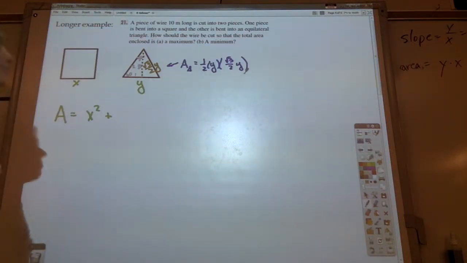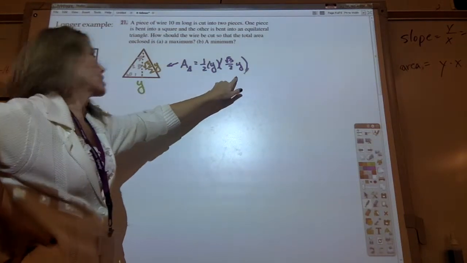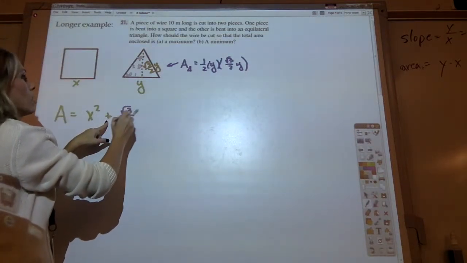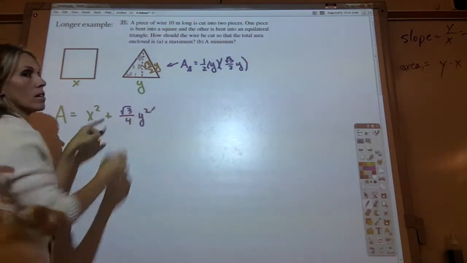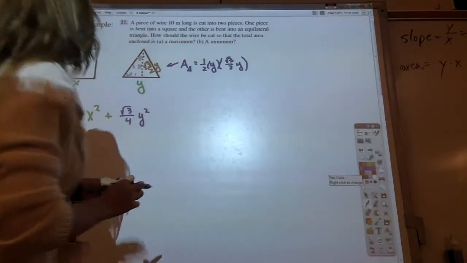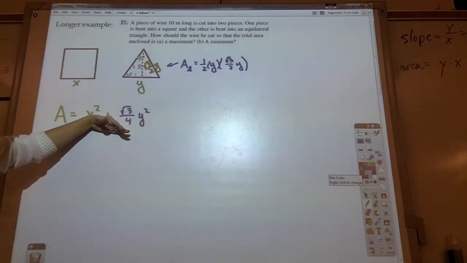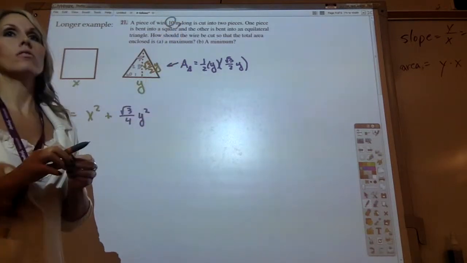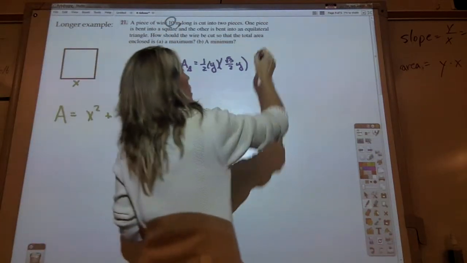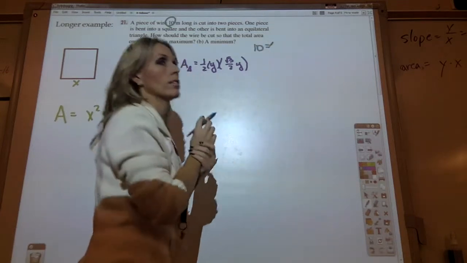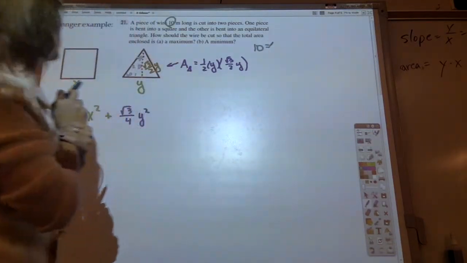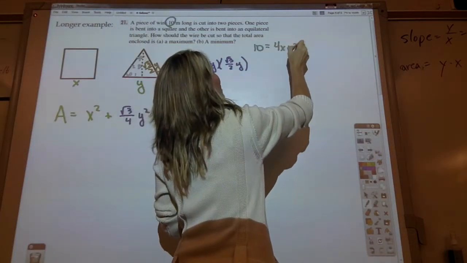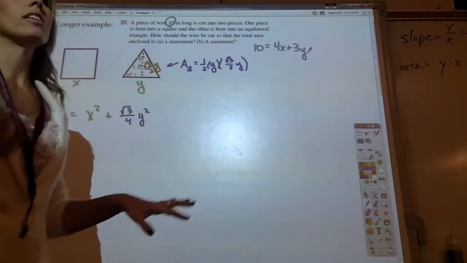Oh, it is. Okay, so there's your one half times base times height, which is where we're going to get square root of 3 over 4 y squared. All right, so that's my area. This is what I want to minimize. Probably too many variables though, right? And they did give us one extra piece of information that we didn't use yet. Yes. So how would I use the 10? Perimeter. Okay. Which in this case is 4x plus 3y.